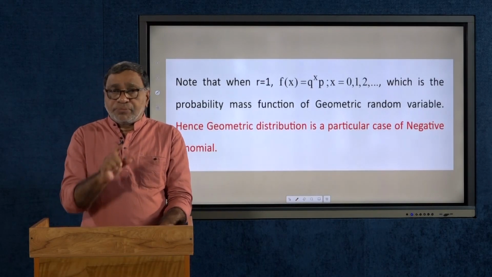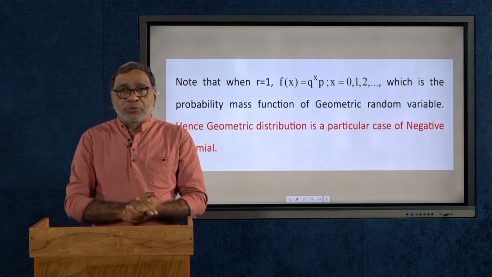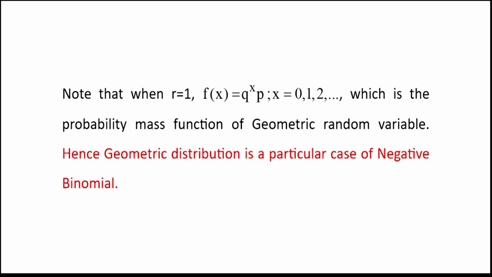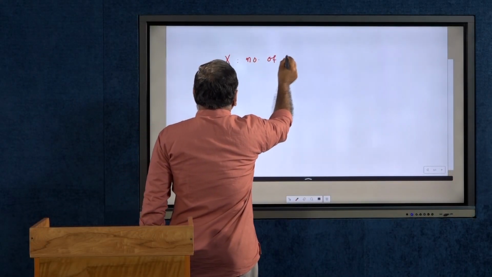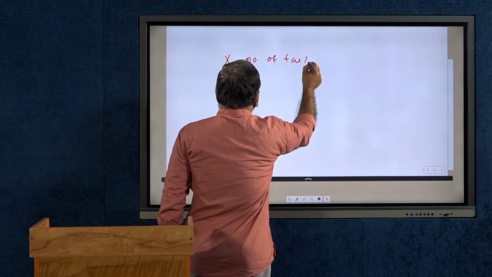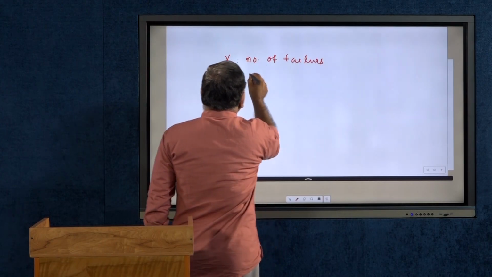And one thing very important to note here, that is very clear also by the definition. Actually, when we are defining the negative binomial distribution, our aim is: X is the number of failures preceding R successes.